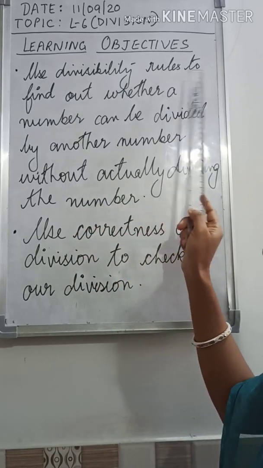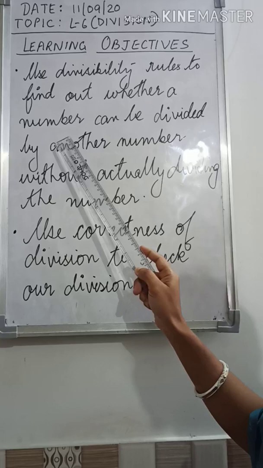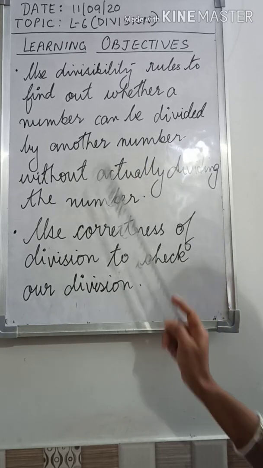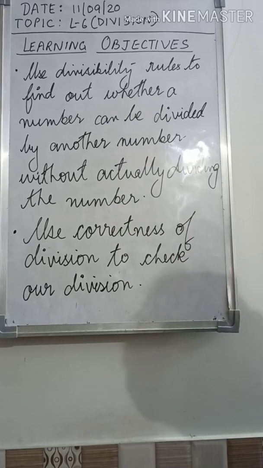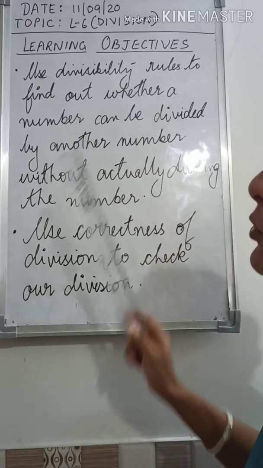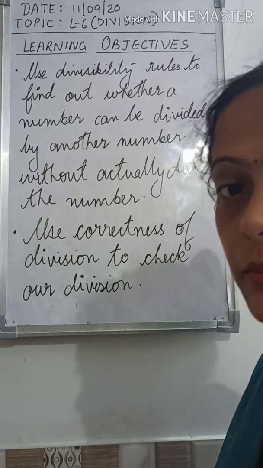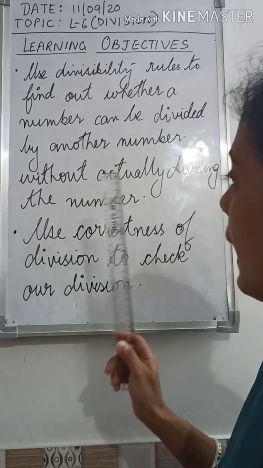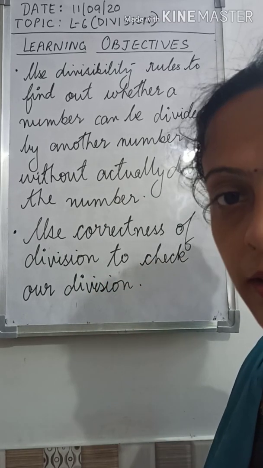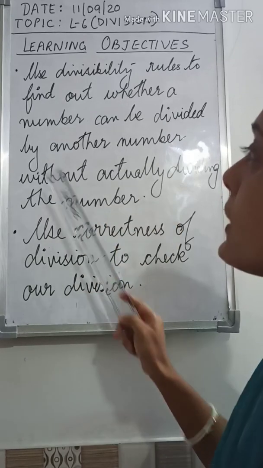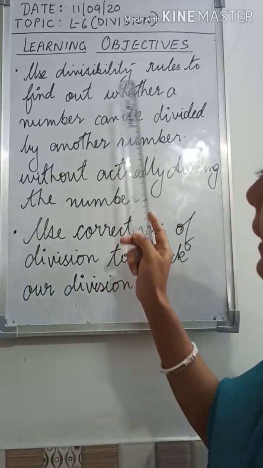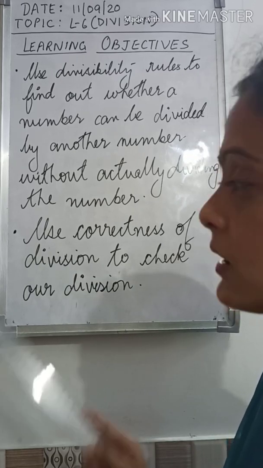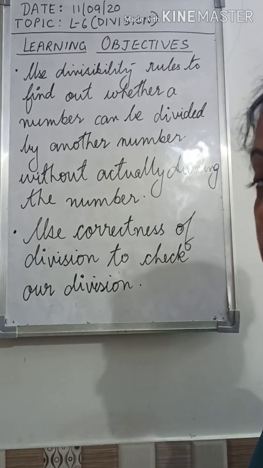We use the divisibility rules to find out whether a number can be divided by another number without actually dividing the number. So we have learned about the divisibility rules. We are going to use these rules to know whether a number is divided by another number exactly without leaving a remainder or not, and that can be done without dividing the number. By using the divisibility rules we can find it out. And the second learning objective is we are going to test our division by using the correctness of division process.